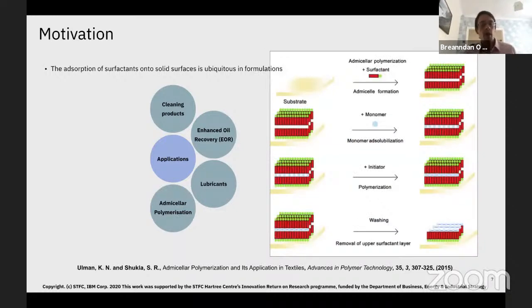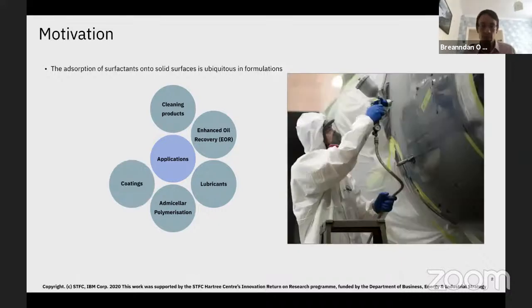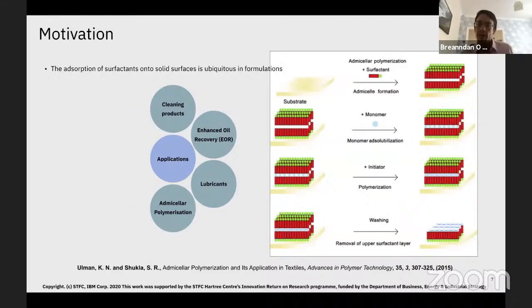And this phenomenon of surfactant absorption on solid surfaces is also fundamental to micellar polymerization. Here in the top schematic, you can see that an admicelle is formed, absorbed by a layer of surfactant on the solid substrate. And then monomers are localized within this bilayer. They then become polymerized, and then the upper layer of surfactant is washed away.